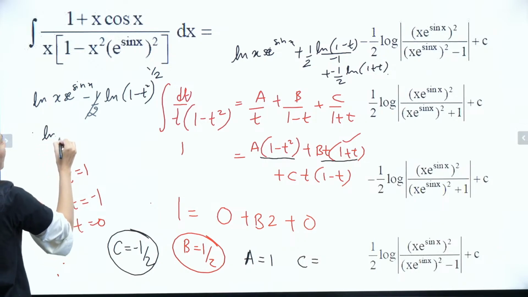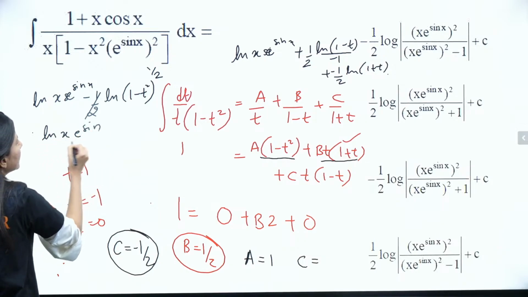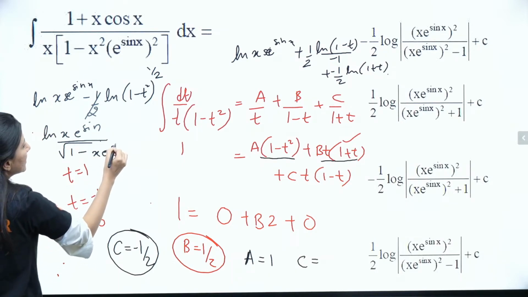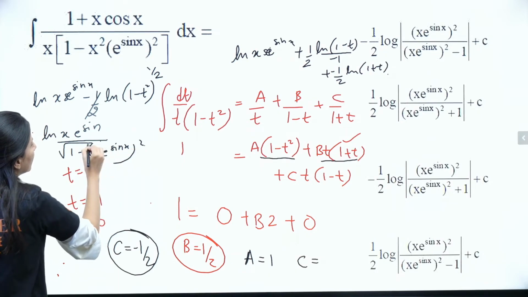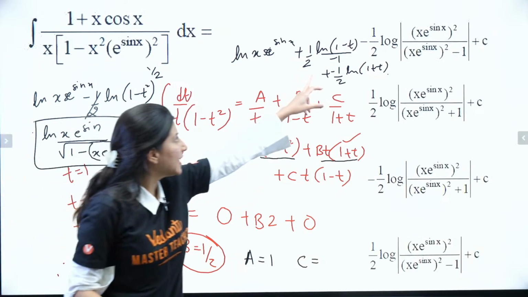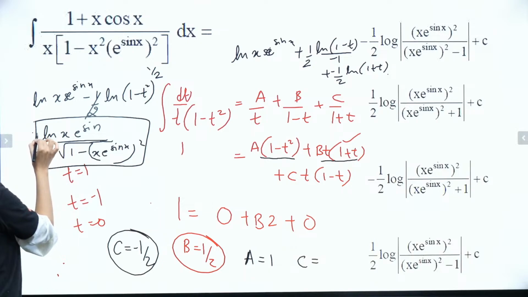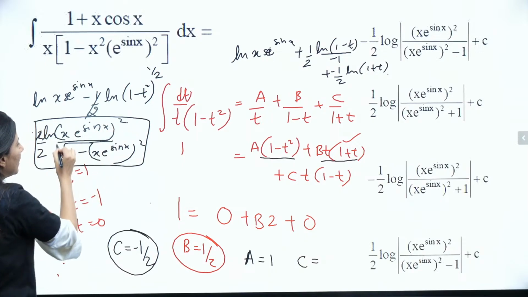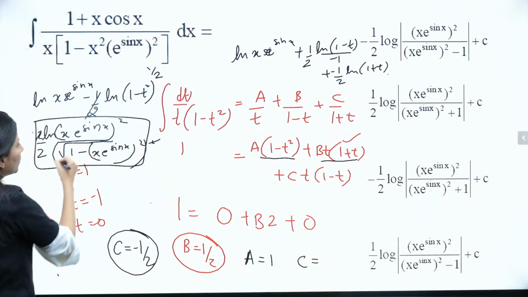And this is log of x e raised to power sin x whole upon square root 1 minus (x e raised to power sin x) square, right? This is what you're going to get. But one more time, the question is saying half. So if I multiply 2 by 2 so that I retain the half, this 2 will go over here and it will become square. So this is square. This is also square.